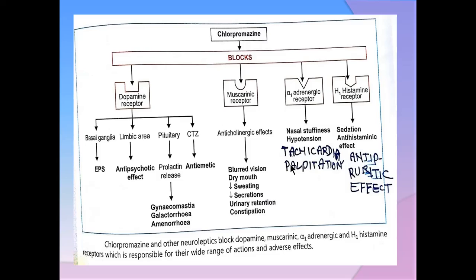It blocks antimuscarinic receptors to produce anticholinergic effects and results in blurred vision, dry mouth, decreased sweating, decreased secretion, urinary retention and constipation. It blocks alpha-1 adrenergic receptors to produce nasal stuffiness, hypotension, tachycardia and palpitation. It blocks H1 receptors to produce sedation, antihistaminic effect, antipruritic effects.